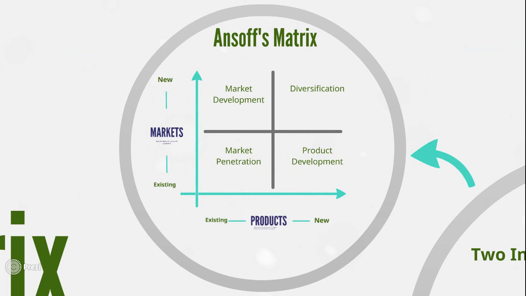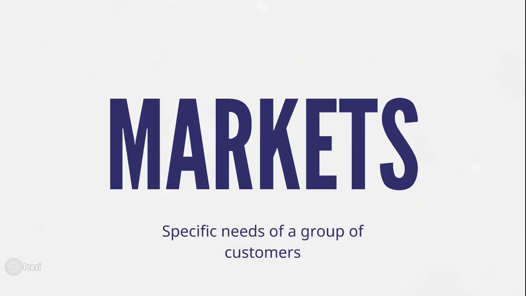What does market mean here? Market actually refers to the specific needs of a group of customers. It doesn't mean the general market because the market consists of many customers with many needs. We are focusing here in this matrix on those specific needs which can be served by the company's products.